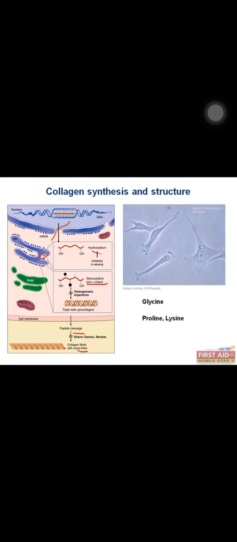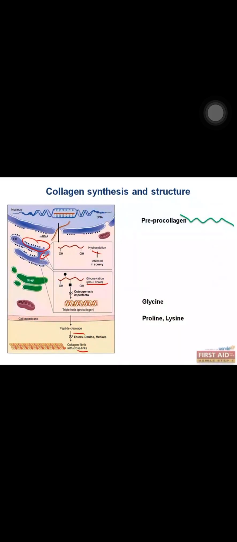Since this is a protein that will end up outside the cell, do you think it's synthesized on free ribosomes or rough ER ribosomes? That would be the rough ER ribosomes. So the first thing we'll make is the pre-pro collagen alpha chain, and then the hydroxylation and glycosylation will both take place in the ER.